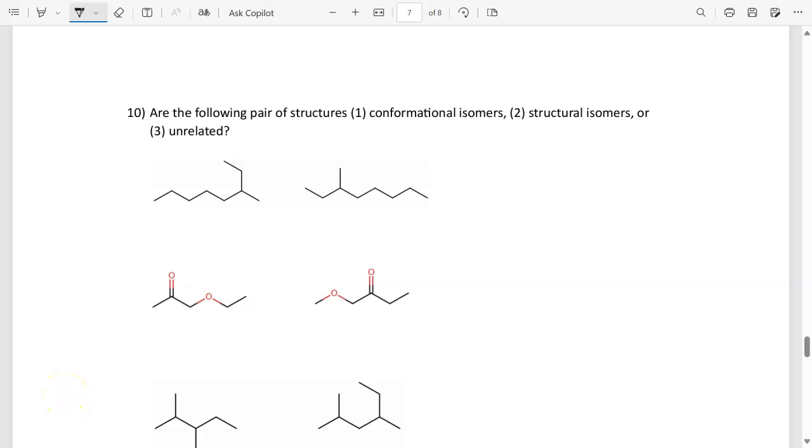Welcome back to our isomer video series. So in this example, we are going to try to determine whether we have conformational, structural, or unrelated compounds. And remember, conformational isomers are just the same compound pictured in two different ways.